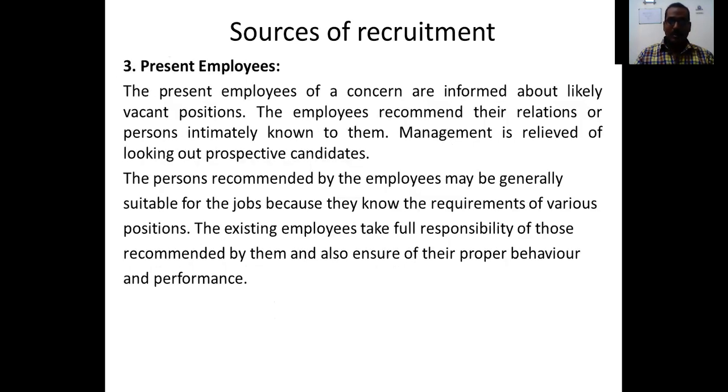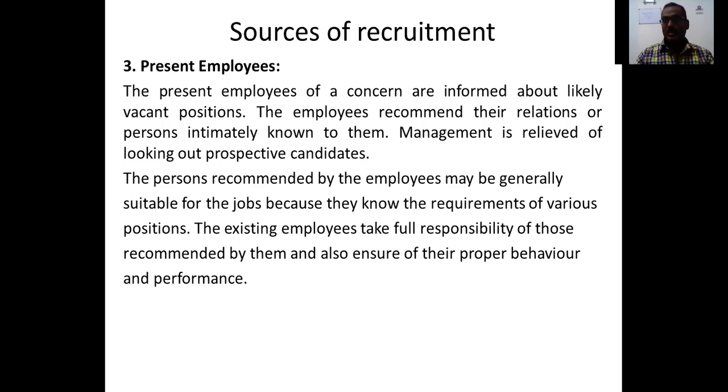Then, present employees. The present employees of the concern are informed about likely vacant positions. The employees recommend relations or persons intimately known to them. Management is relieved of looking out for prospective candidates. So the present employees, the people already working in the organization, are informed about the vacancy for the position. Either they can bring their relatives, like a brother, sister, or cousin, or other people they know very well, maybe their friends or neighbors, someone who has the right qualifications, skills and knowledge.